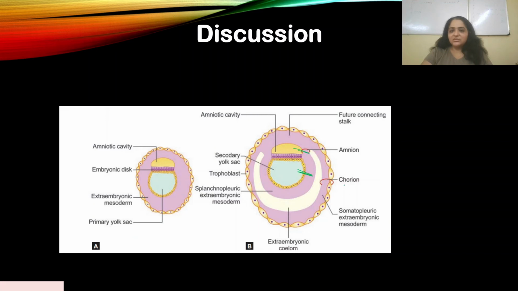Why do they call them extraembryonic structures? Obviously because they are outside the embryo. Intraembryonic mesoderm and extraembryonic mesoderm are two different things, okay? So please don't confuse them.